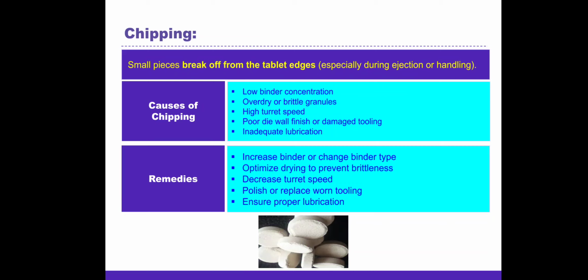Now we'll see the remedies: increase binder or change binder type, optimize drying to prevent brittleness, decrease turret speed, polish or replace worn tooling, and ensure proper lubrication. These points we have also explained during sticking and picking and friability.